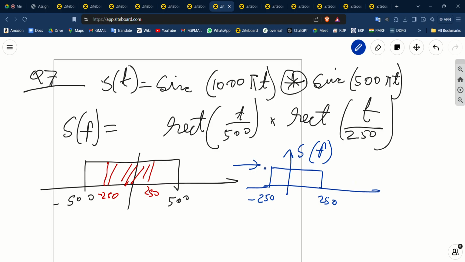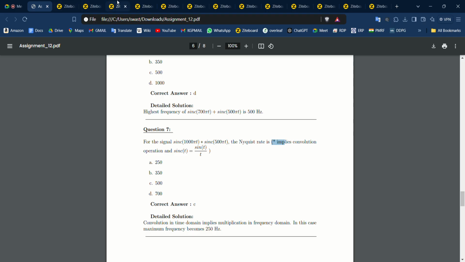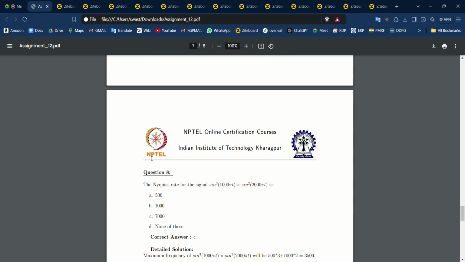So ultimately we have a signal which only exists till 250. So the bandwidth is 250 hertz. If we know the bandwidth, then we know the Nyquist rate. The Nyquist rate will be 2 into 250 or 500 hertz. So question 7, option C, 500 hertz.